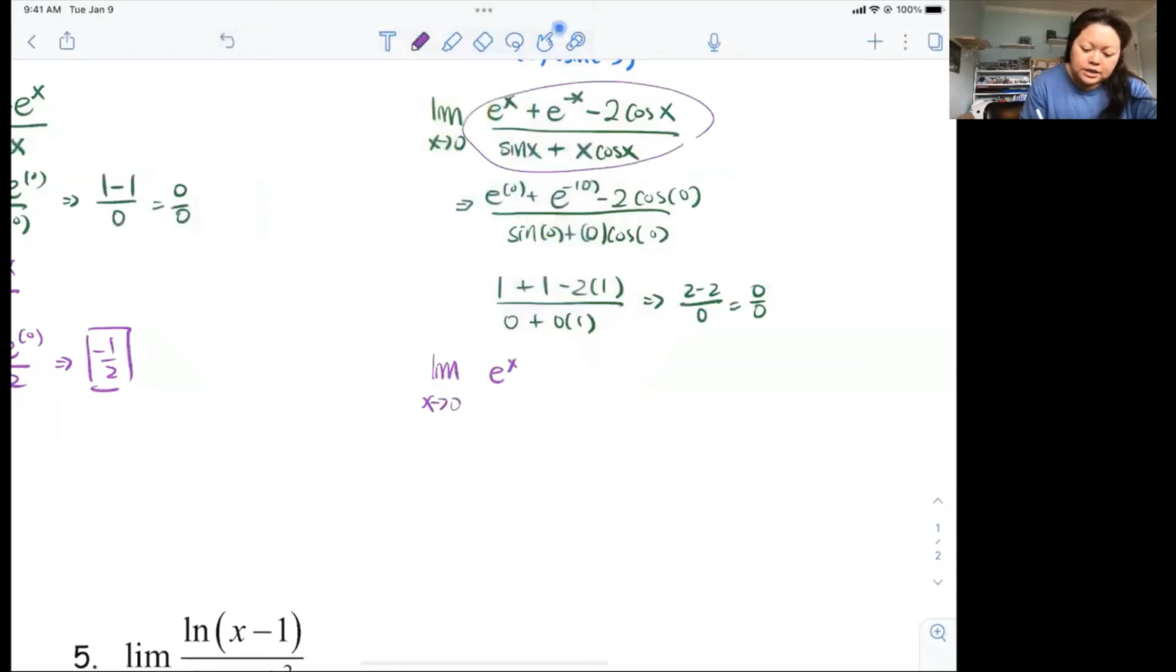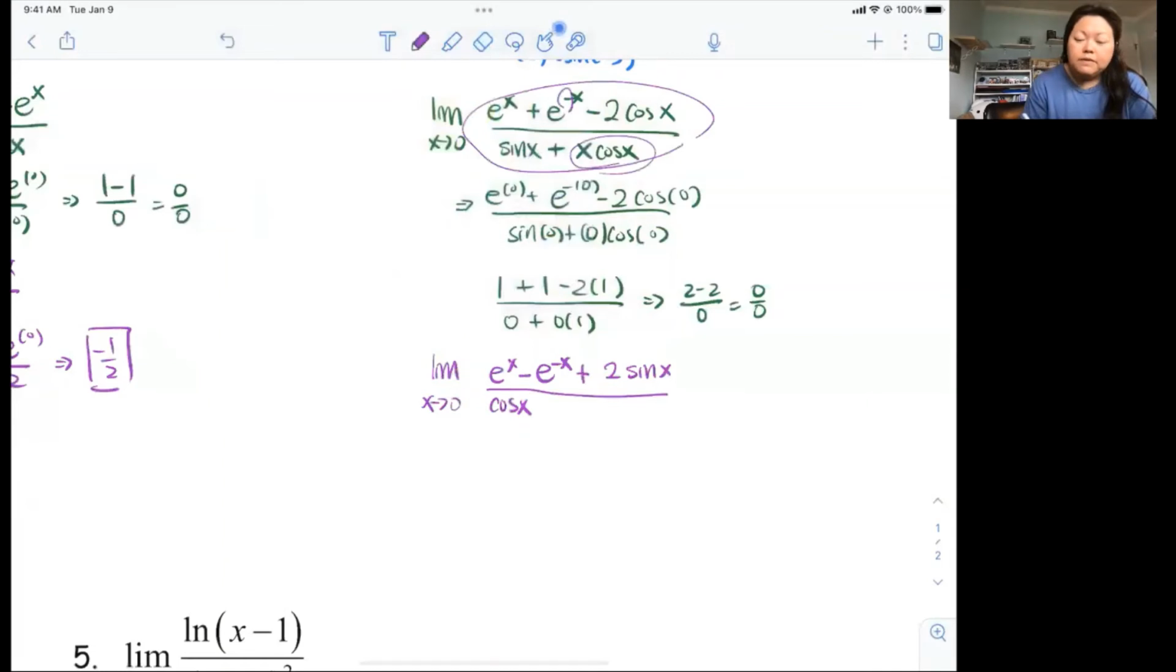So e to the x minus e to the negative x, because the negative comes from that negative x up there, minus 2 sine x, but it's going to be negative because the derivative of cosine x is negative sine x. So it becomes plus 2 sine x. And then all over, the derivative of sine x is cosine x.